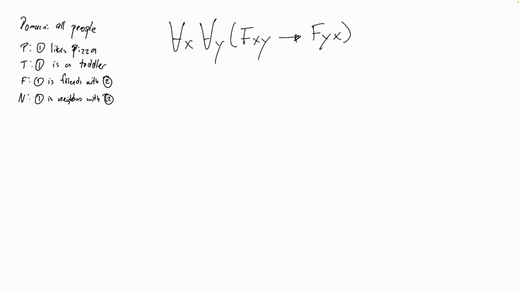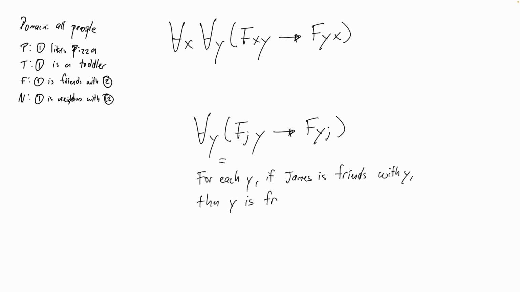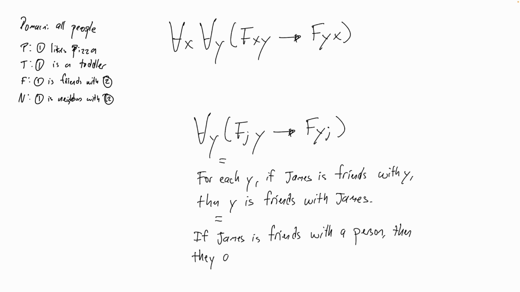Finally, let's do for all x, for all y, if fxy, then fyx. Here, let's proceed by making the formula one level less abstract. Removing the initial for all x quantifier and then replacing all occurrences of x with a name, like j, gives us for all y, if fjy, then fyj. Now we need to figure out what that formula says about James. It says that for each y, if James is friends with y, then y is friends with James. In other words, if James is friends with a person, then they are friends with him.